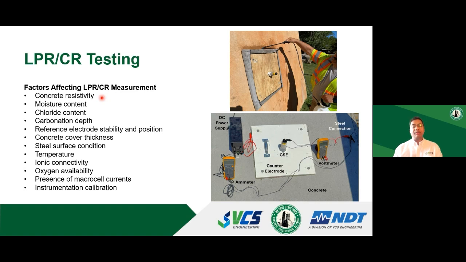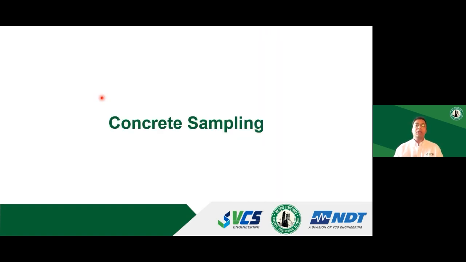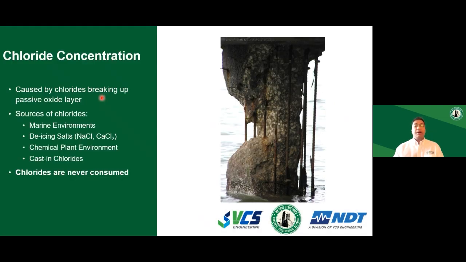In addition to non-destructive and semi-destructive testing, we often do concrete sampling to get more idea about the structure. At the beginning of the presentation, I mentioned that chloride is one of the key species that cause corrosion of steel. That chloride can come from marine exposure, de-icing salts, anti-icing salts, or chemical or industrial environments. And back in the day, in some cases, we have seen cast-in chlorides. The unfortunate part of chlorides is they are never consumed. They only act as a catalyst. They're never consumed in the reaction. They will always be there once they get to the rebar depth, unless something specific is done to remove the chlorides away from the concrete or away from the rebar.